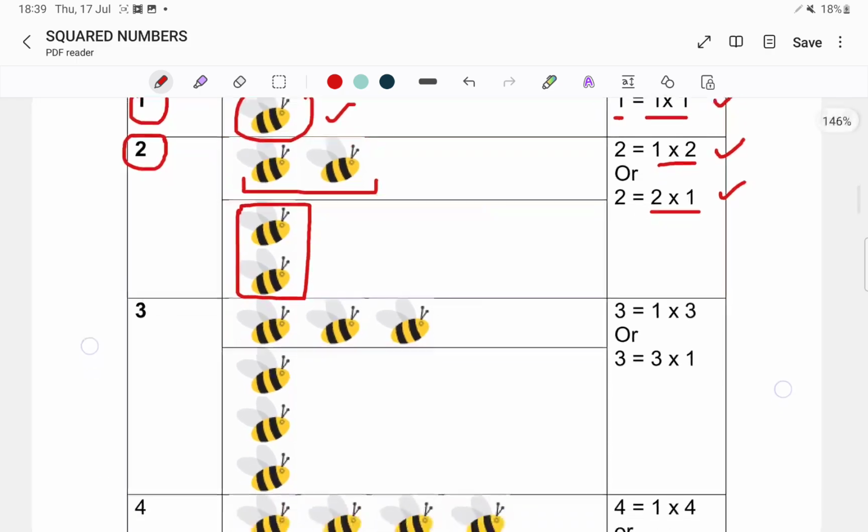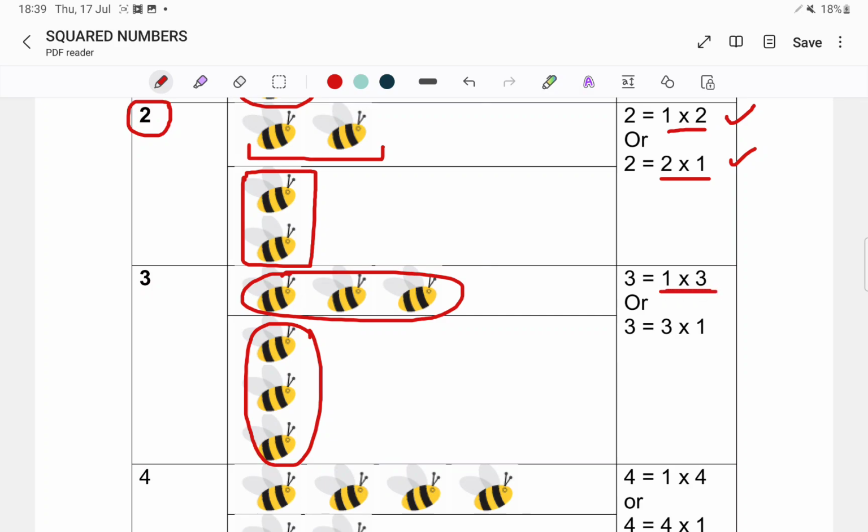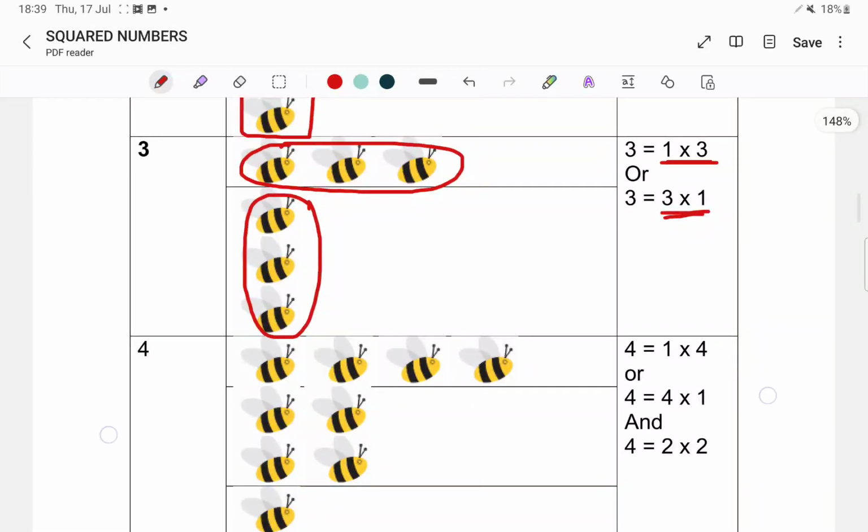Then we have number 3, and for number 3 again we have two representations. One is 1 by 3 or 3 by 1. Again the visual representations are different, but if I write the factor pairs, 1 times 3 or 3 times 1, it is the same thing because it's a multiplication and we know that multiplication is commutative. Then we have number 4.